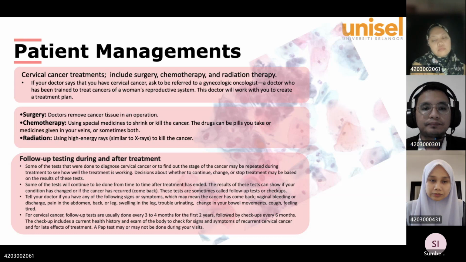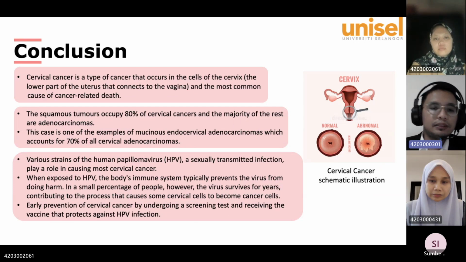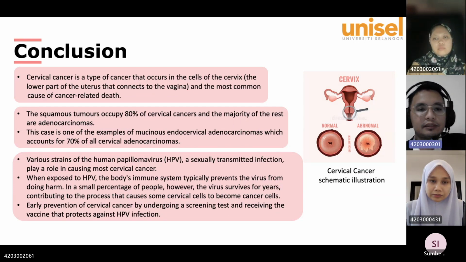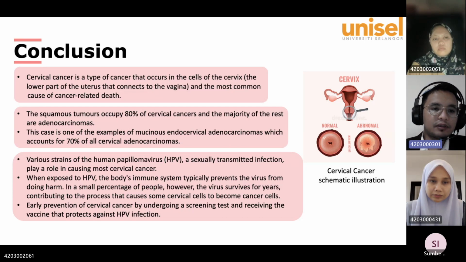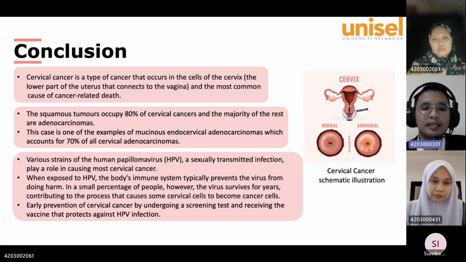Okay, so next, for the conclusion, I will have several points that can be concluded for this topic. Cervical cancer is a type of cancer that occurs in the cells of the cervix, which is the lower part of the uterus that connects to the vagina, and is the most common cause of cancer-related death. The squamous tumor occupies 80% of cervical cancer, and the majority of the rest are adenocarcinomas.